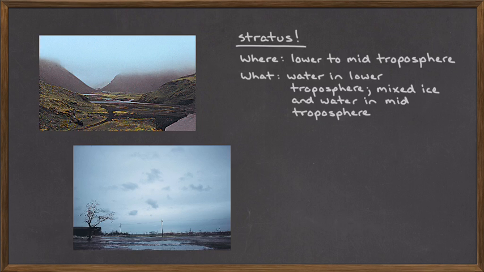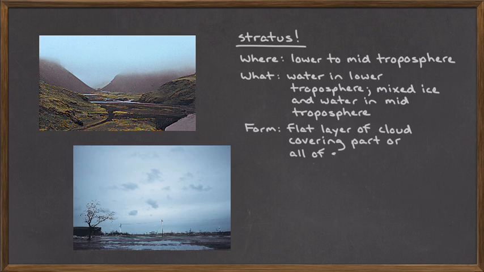So in the lower troposphere, we're looking at water droplets, and mid-troposphere, mixed ice and water. The forms that stratus clouds take, well, stratus clouds are layers. They tend to form in flat layers of clouds that cover part or the entire sky. So it's your typical gray, rainy day cloud. That's your stratus cloud. And you can see that in the examples over here.